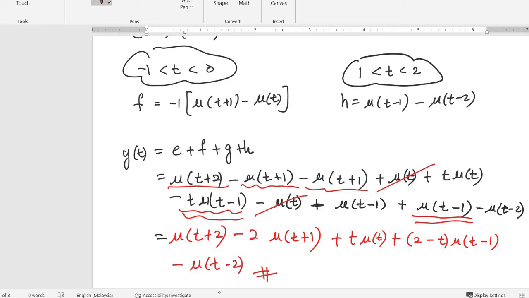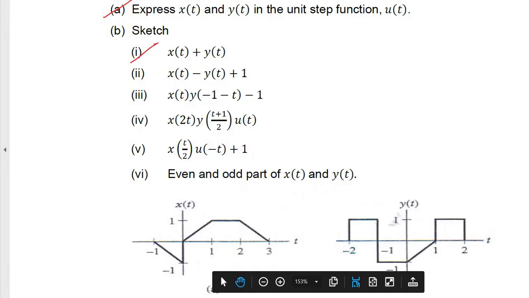Is it okay, class? Clear? Clear, Doctor. Okay. Now we look for the second question, which is x(t) plus y(t).